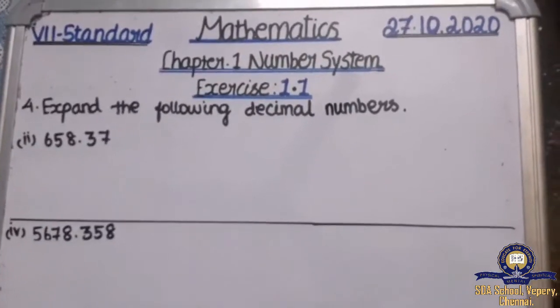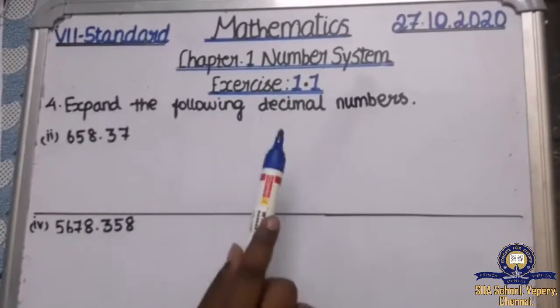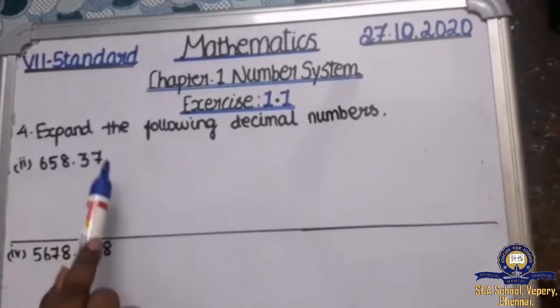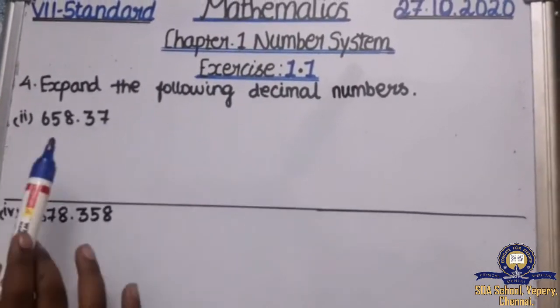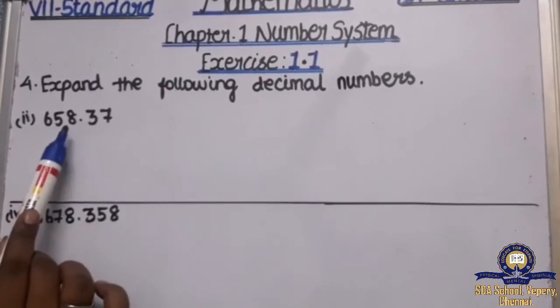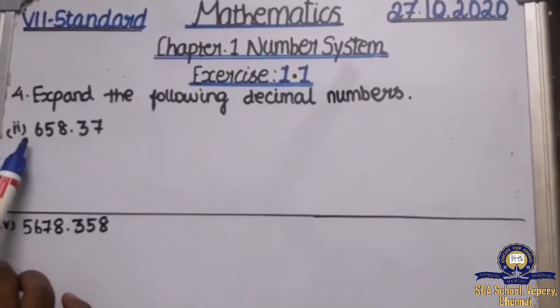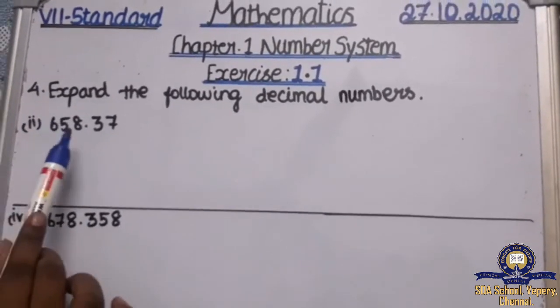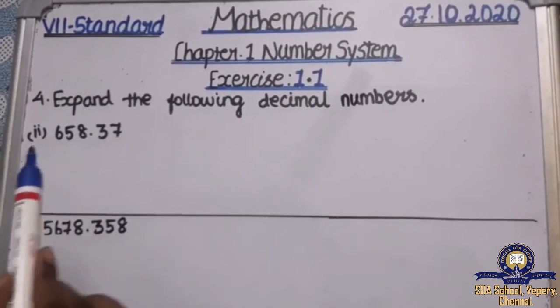Now we move on to our 4th problem. The 4th problem given is: expand the following decimal numbers. So here they have given a decimal number. We need to expand the following. First, the numbers are placed in their place values. Like 8 is in the 1's place, 5 is in the 10's place, 6 is in the 100's place. After the decimal point, 3 is in the 10th place, 7 is in the 100th place.